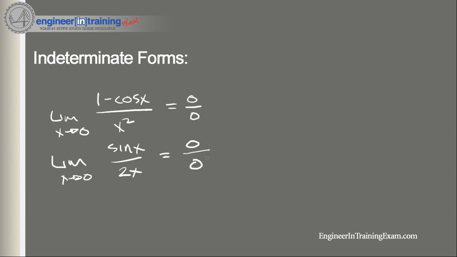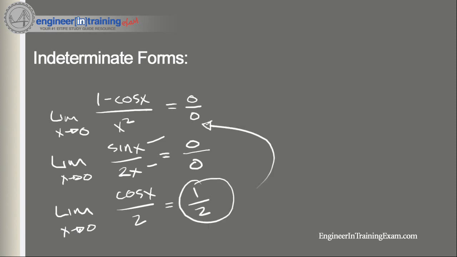So what do you do in this case? It's not very difficult. All you need to do is employ L'Hopital's rule again. Take the derivative of both functions and plug it back into the limit as x goes to 0 of cosine of x divided by 2. Now in this case we plug in 0 and we find that the limit is 1/2. And that's going to be the limit of our original function. So if you continue to hit indeterminate forms as you work your way through L'Hopital's rule, just continue to employ it until you find that definitive limit.